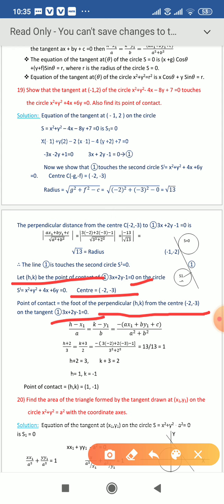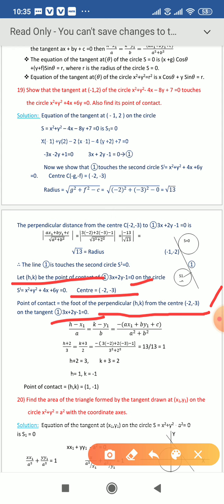On the tangent line 1, that is (h minus x1) by a is equal to (k minus y1) by b is equal to minus of (ax1 plus by1 plus c) by (a square plus b square). Here (x1, y1) means the center (-2, -3). So h plus 2 by 3, where a is the coefficient of x of the line. What is the coefficient of x? 3. This is equal to k minus y1, where y1 is the y coordinate, minus 3. So k plus 3 by 2 is equal to minus of, substituting the point (-2, -3) in the equation, we have 13 by 13, which is equal to 1.